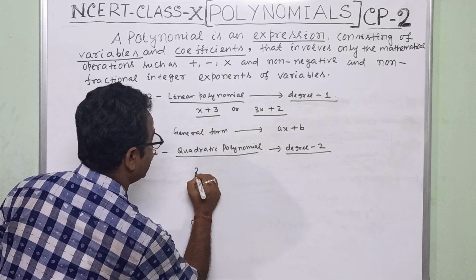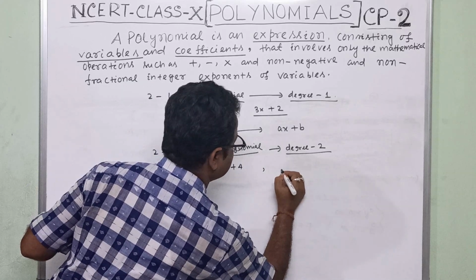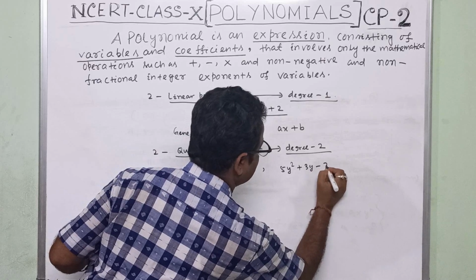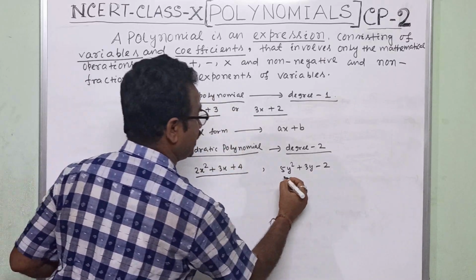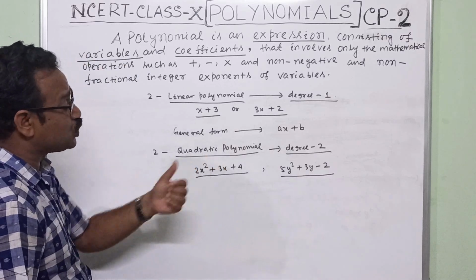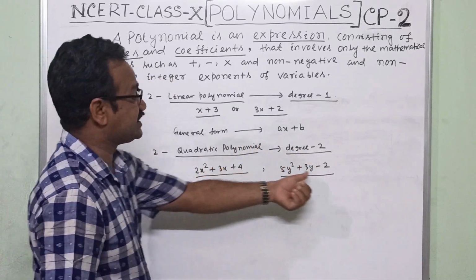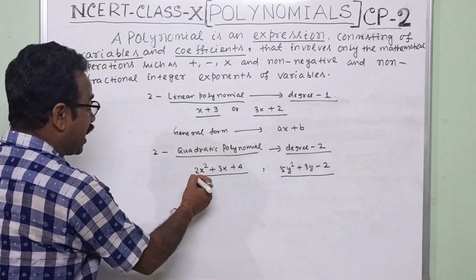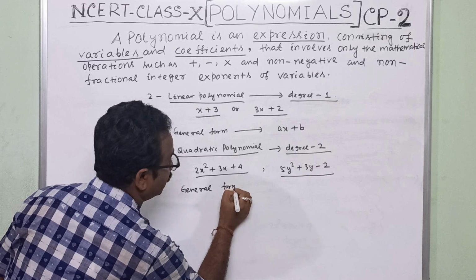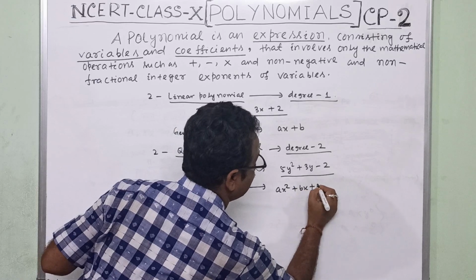Quadratic. Suppose given 2x square plus 3x plus 4, comma, suppose given 5y square plus 3y minus 2. This is a quadratic polynomial. This is also another quadratic polynomial. Why? Because highest degree is 2 and written in the descending order of power of x. Okay. Now, what is the general form? General form is ax square plus bx plus c.